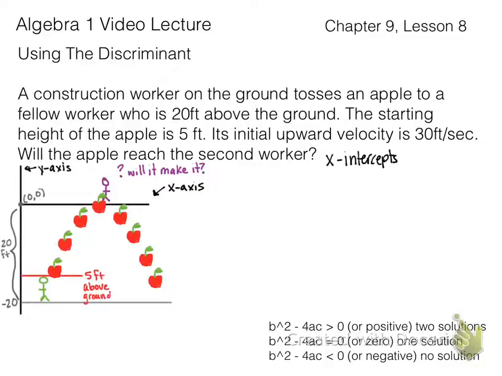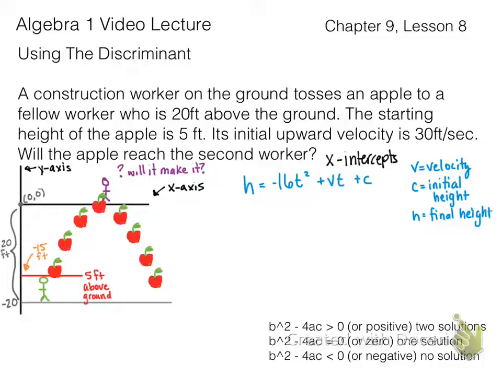That's 5 feet above the ground. The ground just happens to be where the green guy at the bottom is standing. So really, the apple's getting thrown from negative 15 feet. That is the starting height. This is going to become really clear when I plug it into my velocity motion formula, which is h equals negative 16t squared plus vt plus c, where v is the velocity, c is the initial height of my apple, and h is the final height.